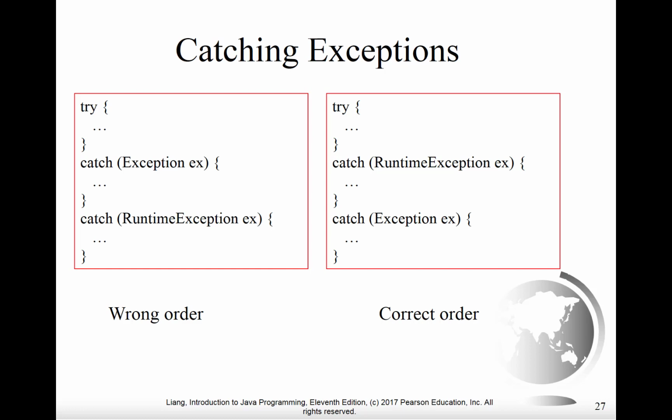So that means if a runtime exception is thrown, we will do the first catch block, but we will never reach the second block. If, on the other hand, an exception is thrown, we will not catch it with the first block, because an exception is not necessarily a runtime exception. So we'll skip the first catch block, and instead the second catch block will catch the exception object. So that's the right order to make sure that both kinds of exceptions actually get caught and processed appropriately.